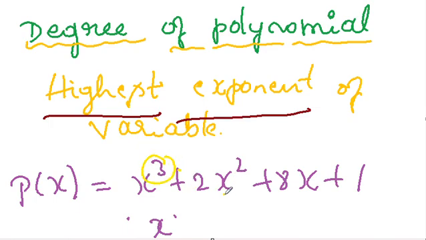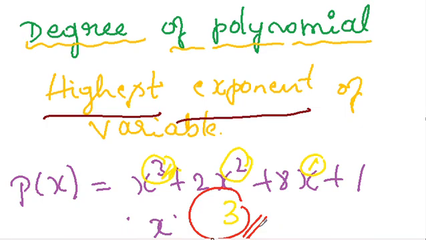In the second term it is also the same variable, that is x. The power is 2. In the third, the power is 1. So what is the highest exponent or highest power here? 3. So the degree of this polynomial is 3. Okay, so the degree is nothing but the highest exponent of the variable, and in that it is 3. So the degree of the polynomial is 3.